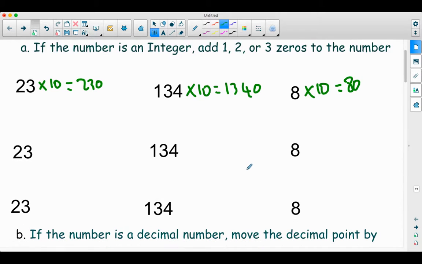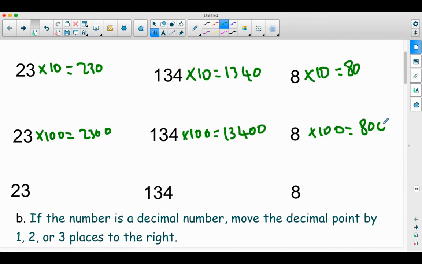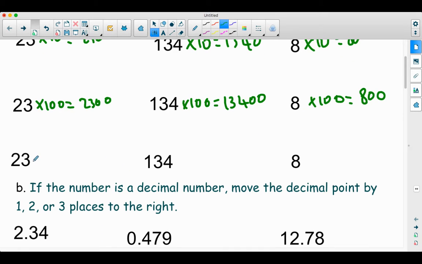Okay, let's talk about multiplying by 100. To multiply by 100, you just need to add 2 zeros to the number. So 23 times 100 will give you 2,300. 134 times 100 will give you 13,400. 8 times 100 will give you 800.